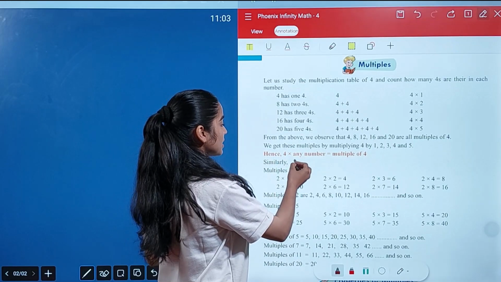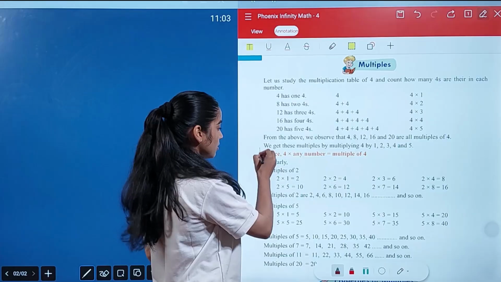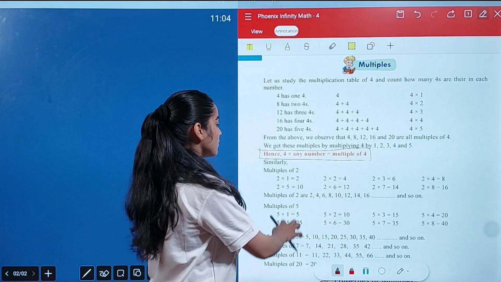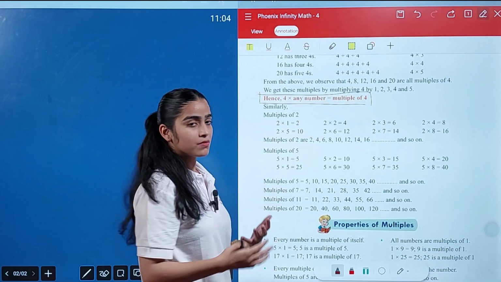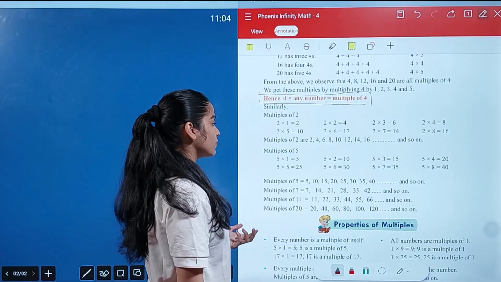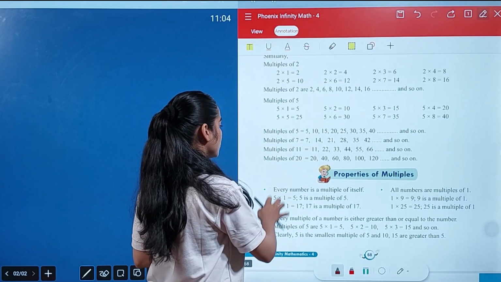Hence 4 multiplied by any number is equal to a multiple of 4, right? I hope this is clear to you. After this, if we find the multiples of 2, we simply multiply any number with 2. The product after the multiplication is your multiple of 2.